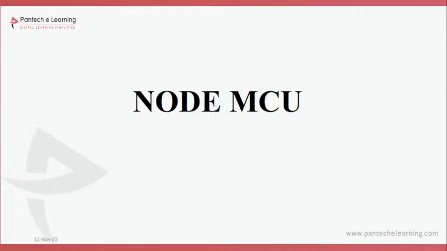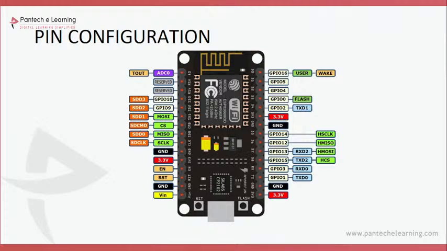In embedded systems we use different processors like Arduino and NodeMCU. We can learn how NodeMCU is used in projects. This is the pin configuration of NodeMCU. Generally NodeMCU is an open source hardware microcontroller, and it is a Wi-Fi module, so we use it for Wi-Fi purposes. This is the pin description of NodeMCU: Vin, ground, and general purpose input output pins, from 1 to 16.